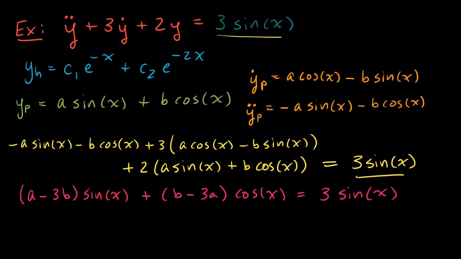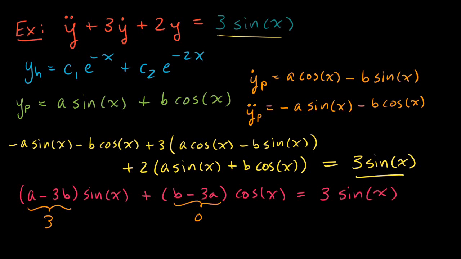Okay, so now I see I have two equations and two unknowns. So I'm going to have a minus 3b has to equal 3, because it's multiplying the sine, and we have a sine term on the right, and the b minus 3a has to equal 0. Okay, so those are my two equations and my two unknowns.